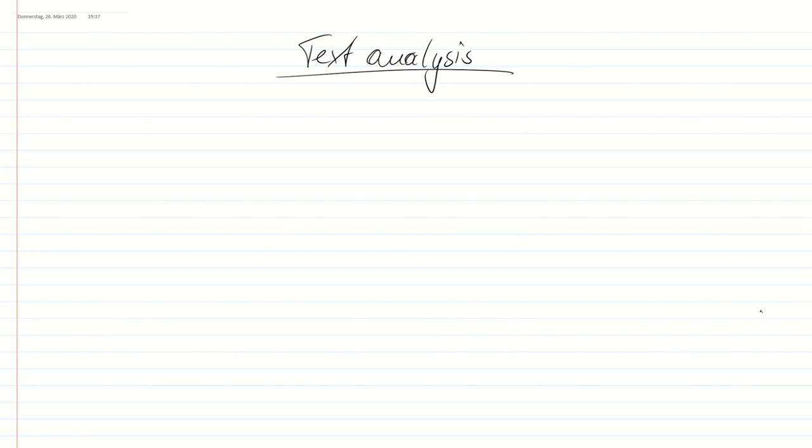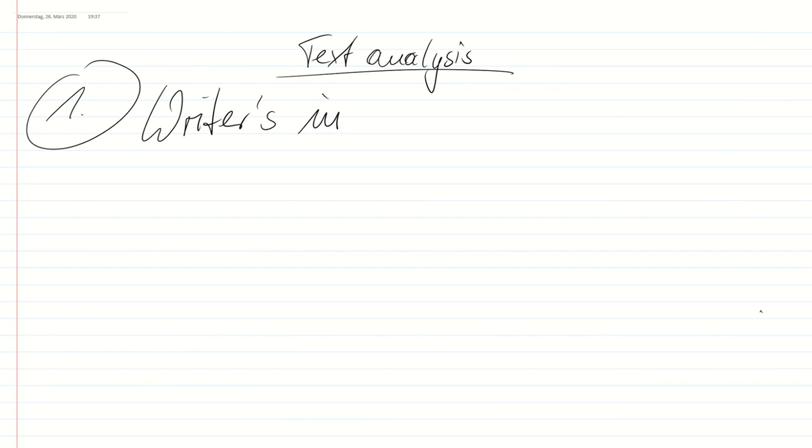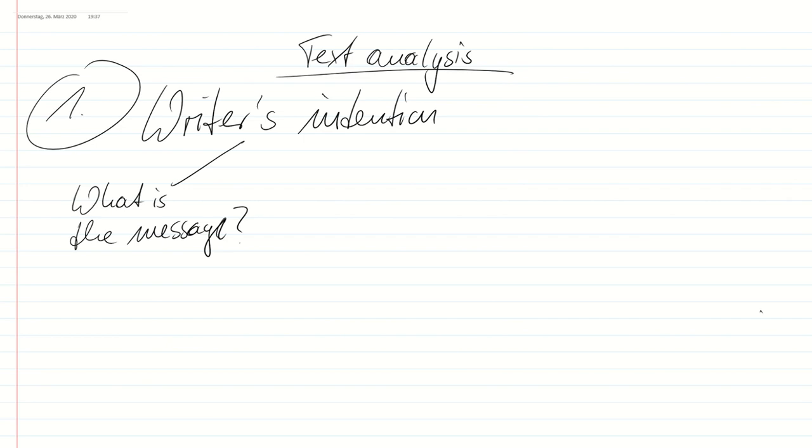First aspect is the writer's intention. We have to find out what is the message of the text. And what does he aim for?